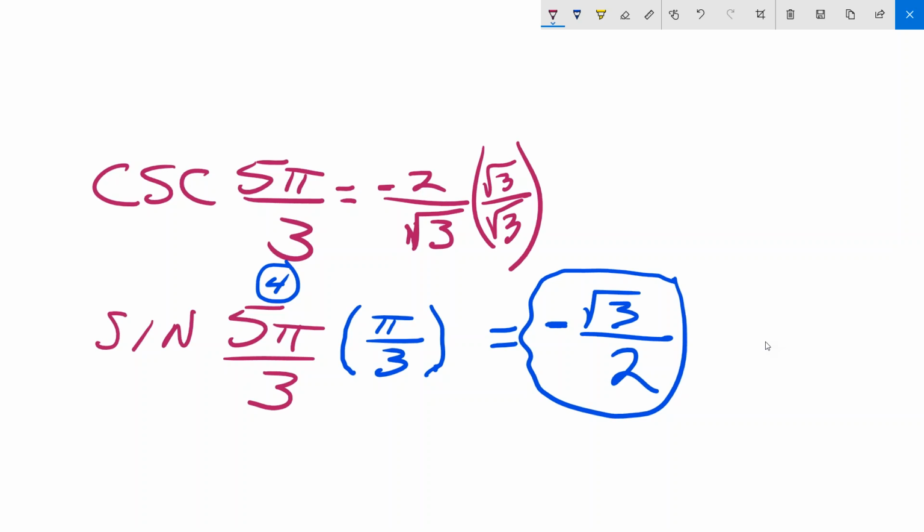And what it does is rationalizes the bottom. What's the bottom become? What's root 3 times root 3? Nope, it's 3. Root 2 times root 2 is 2. Root 17 times root 17 is 17. Okay, what's the numerator?